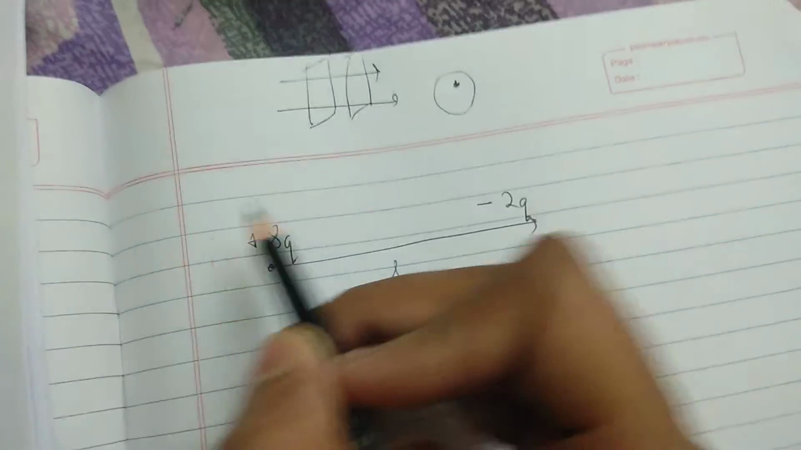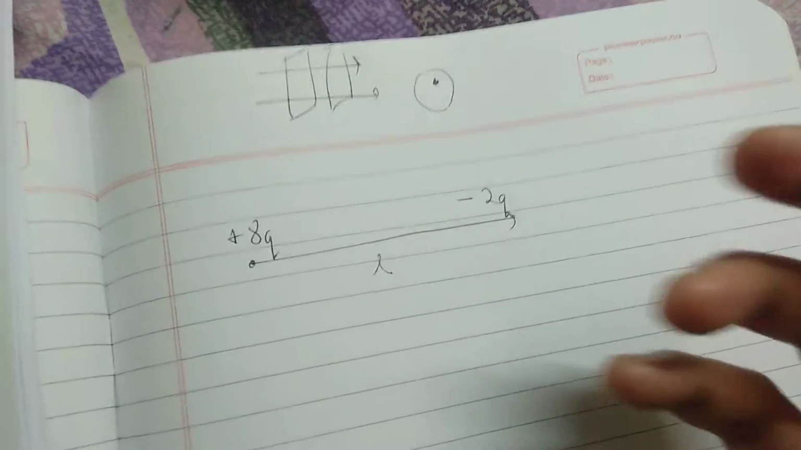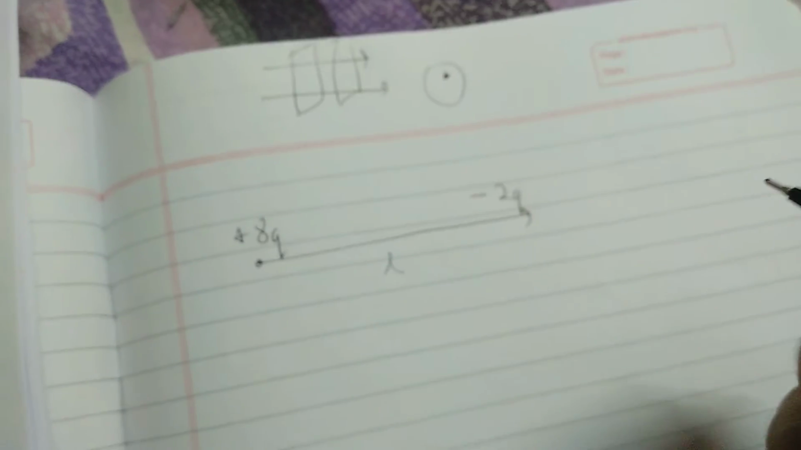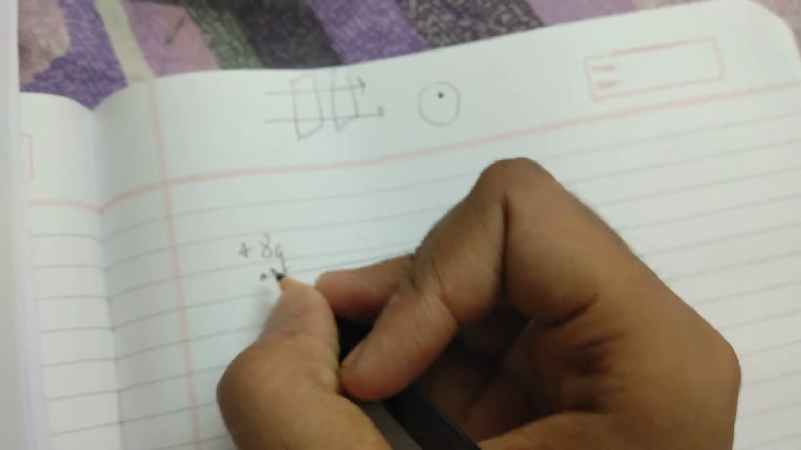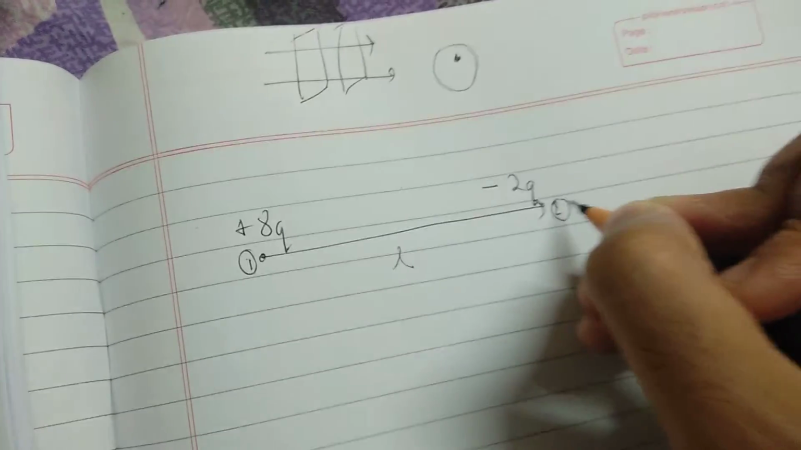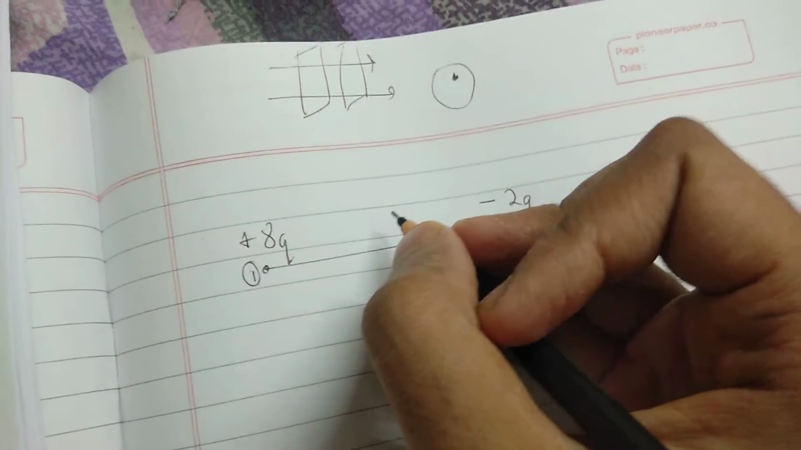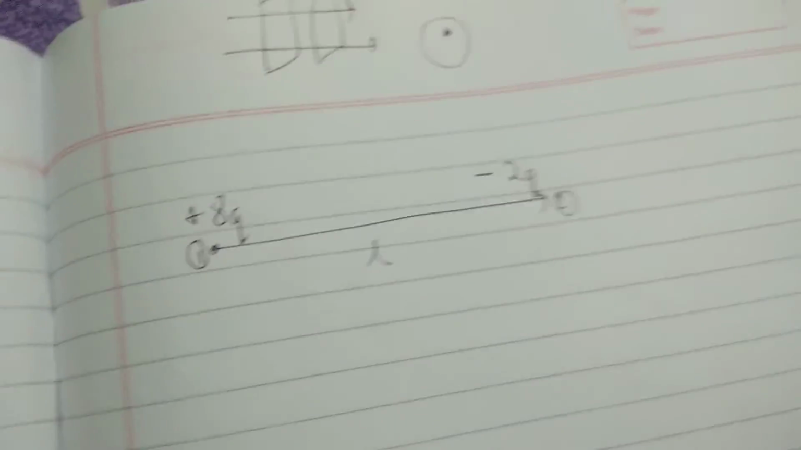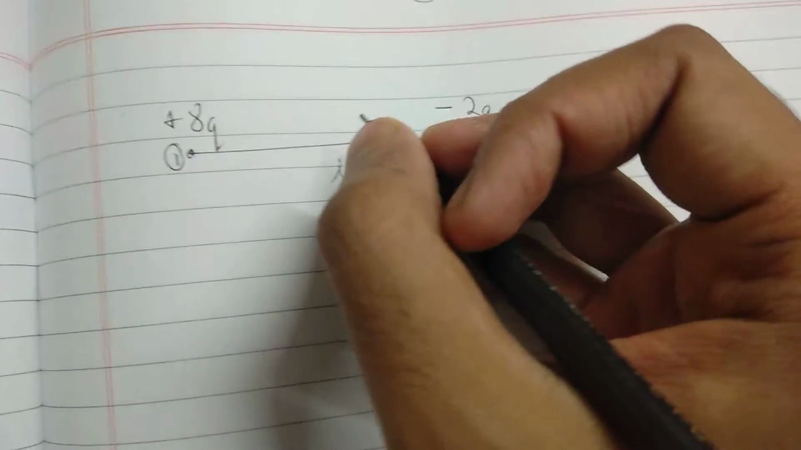First of all, these two charges divide the x-axis into 3 regions: one is this region, one is this region, one is this region. Now we have to determine where the net electric field will be 0. Let this be 1 and let this be 2. I hope you can make it out. I'm holding the camera myself and doing the questions myself, so I know it's becoming hazy at times. I'm extremely sorry for that, but please bear with me.